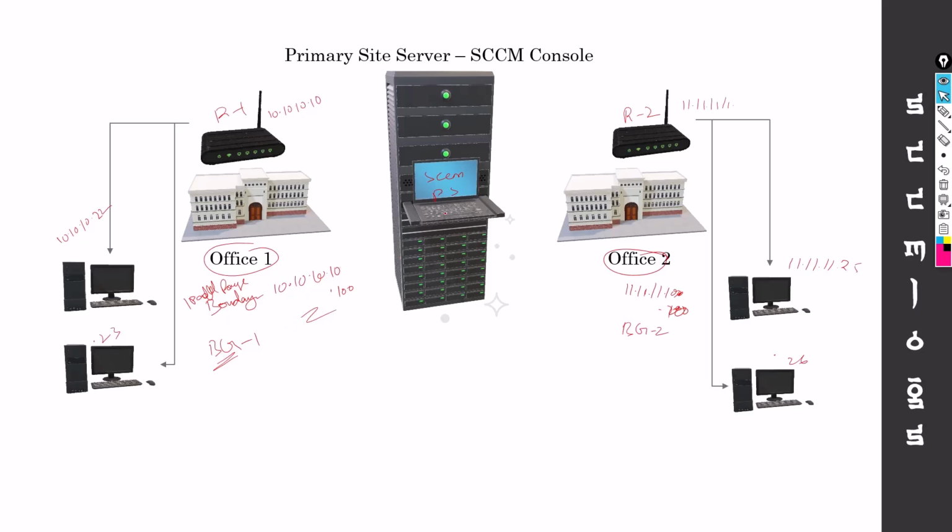So in the console we configure the boundaries and then the boundary groups, and we assign the site system to this boundary group. Then only the clients inside this network boundary will discover the primary site and get the files. So like that we can have the two boundary groups separately. Otherwise we can have a single boundary group and configure these two boundaries in the same boundary group. We can use either one of these. So this is a simple example about boundaries and boundary groups.